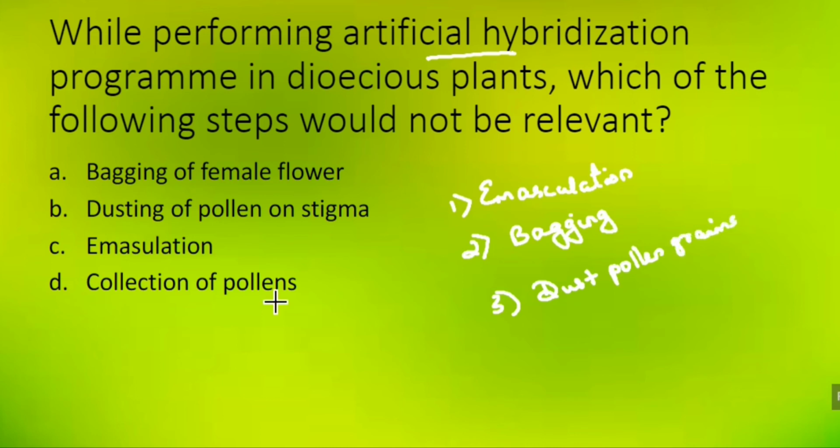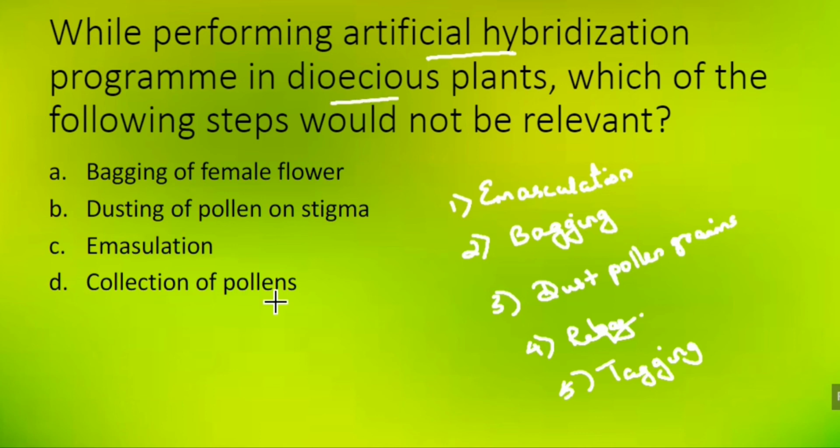Pollen grains from the desired plant onto the stigma. But after that, again we have to rebag. Otherwise what happens? Unwanted pollen can again fall, right? Rebag. And along with that we do tagging also. We will keep the necessary information on a tag. So these are the sequences that we have to follow.